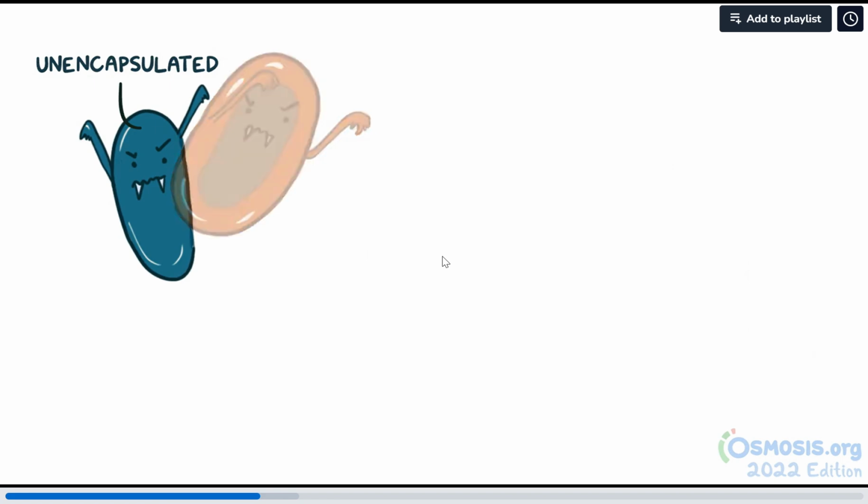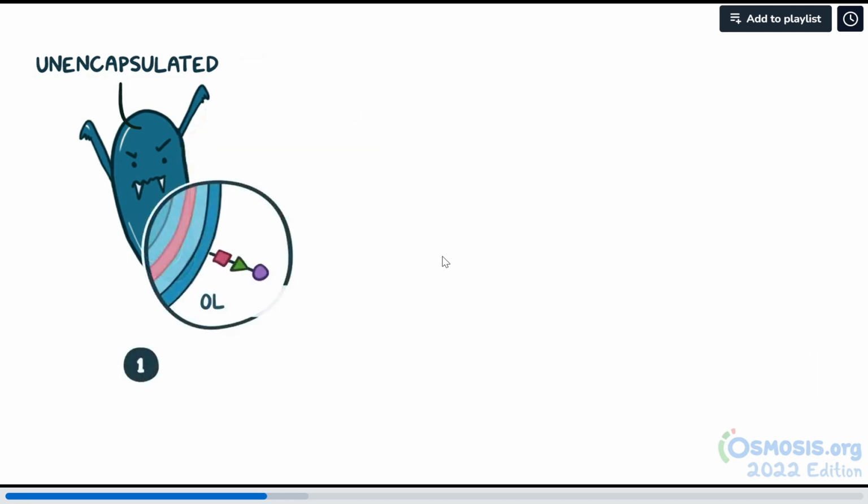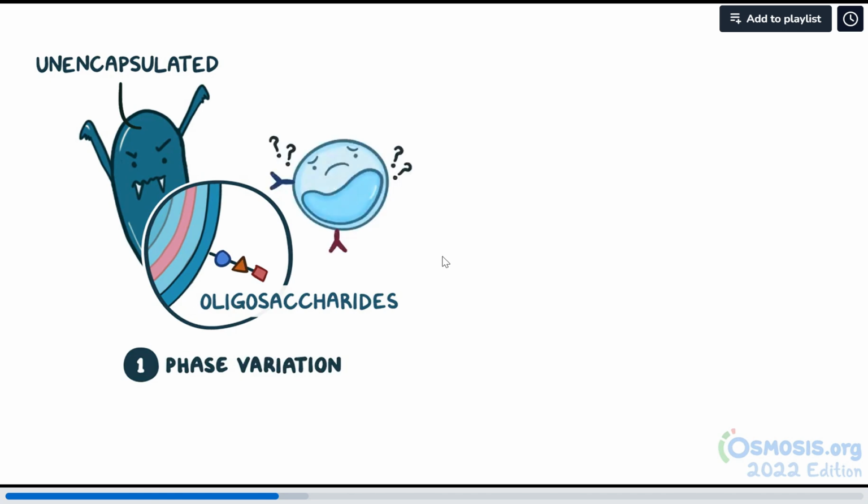Interestingly, unencapsulated strains have two other abilities that allow them to evade the immune system. First, these strains can change the oligosaccharides they express on their outer membrane each time they infect a cell, and this process is called phase variation. Because of phase variation, the immune system can't remember the infecting strain, so it can't mount a quick, specific immune response against it when it encounters the same strain in the future.